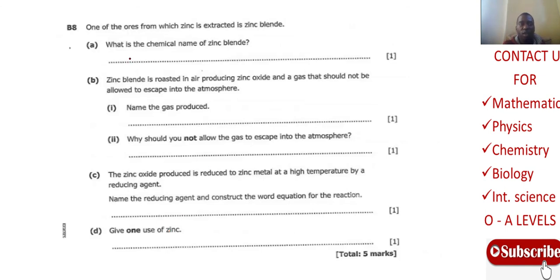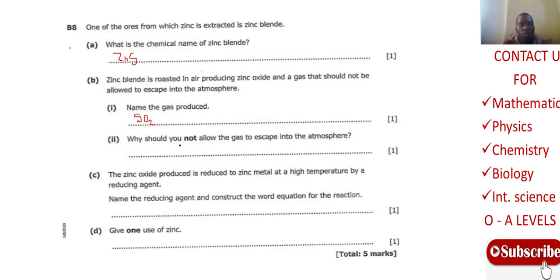So the chemical name for zinc blende is known as zinc sulfide. So you write it in words and you put the formula in brackets. Okay, so that one is known as zinc sulfide. Now zinc blende is roasted in air, producing zinc oxide and a gas that should not be allowed to escape into the atmosphere. Name the gas produced. So the gas produced is simply sulfur dioxide.